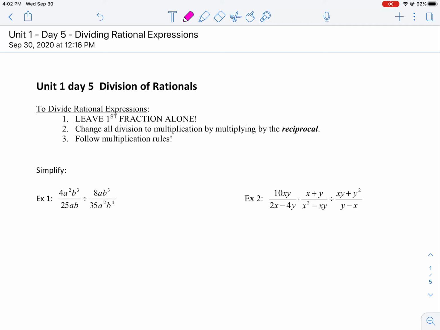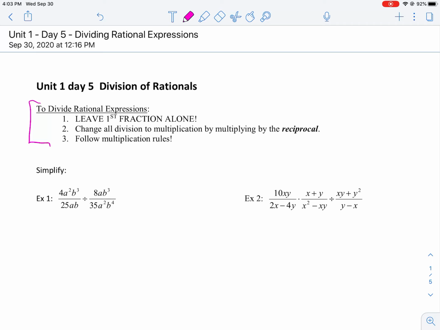Okay, in the beginning I give you some instructions that go along with dividing rational expressions. Number 1 says leave first fraction alone. Number 2, change all division to multiplication by multiplying by the reciprocal. And number 3, follow multiplication rules. Okay, so what does that all mean?